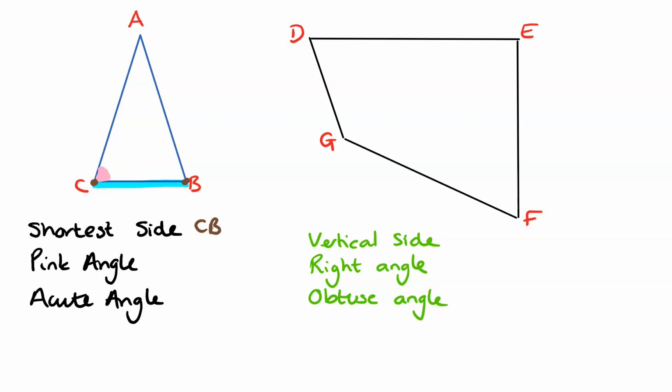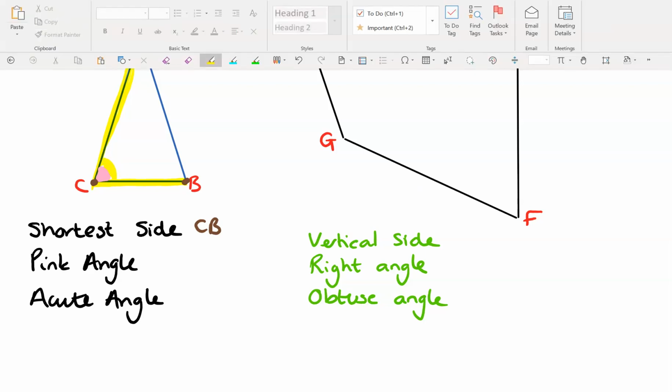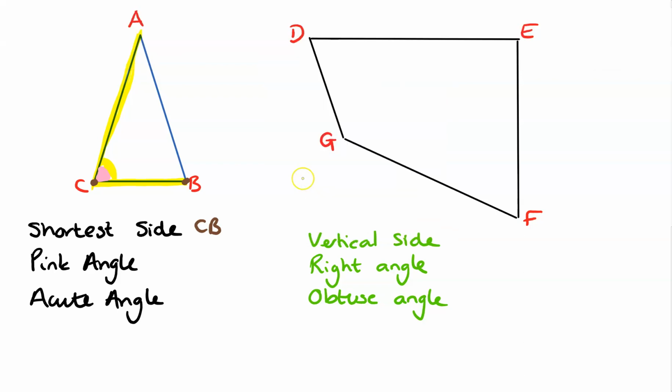The pink angle. So the pink angle, if you were to try and draw that angle, you would probably draw that line and then draw that line. And then you'd know it's this bit here. Okay, so what you've drawn there is you've joined B to C, and then C to A.